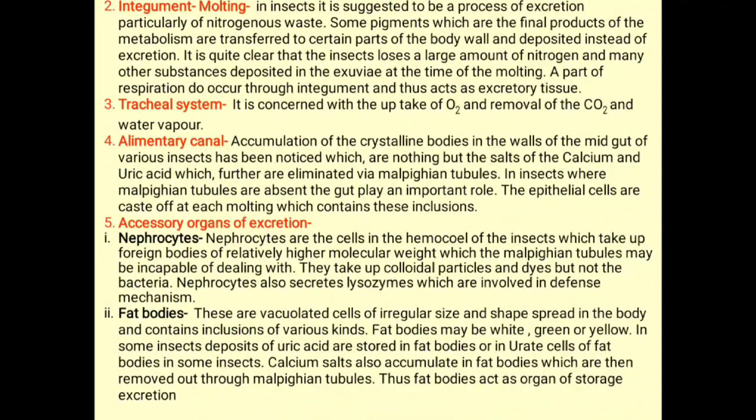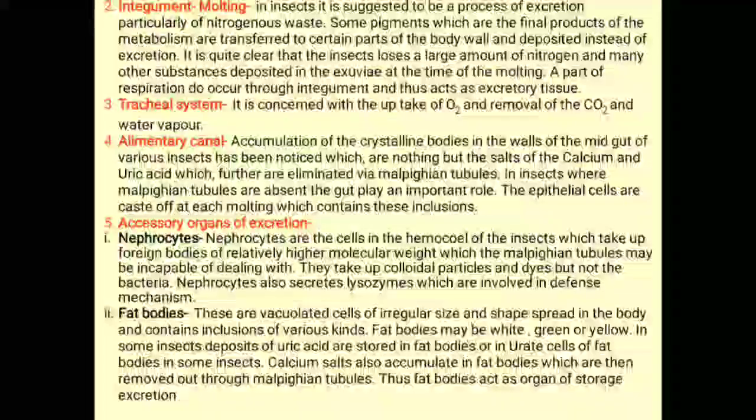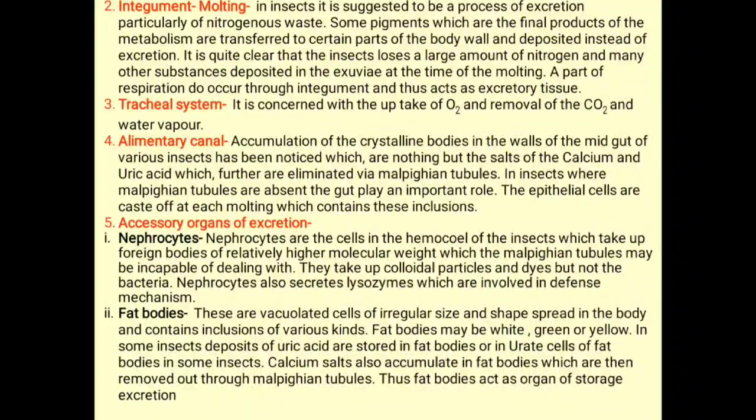These are cells in the hemocoel of the insect which take up foreign bodies of relatively higher molecular weight, which Malpighian tubules are not in a position to deal with. So they take up colloidal particles and dyes mostly, but not bacteria. Nephrocytes also secrete lysozymes. So these lysozymes we have seen in the circulatory system as enzymes which damage the cell wall of bacteria and accelerate the action of sarcopines. So this lysozyme enzyme is produced by nephrocytes.